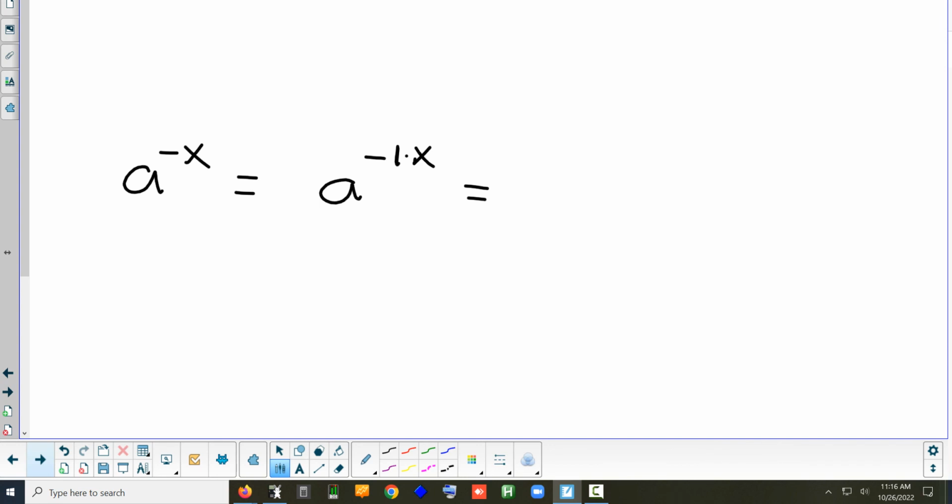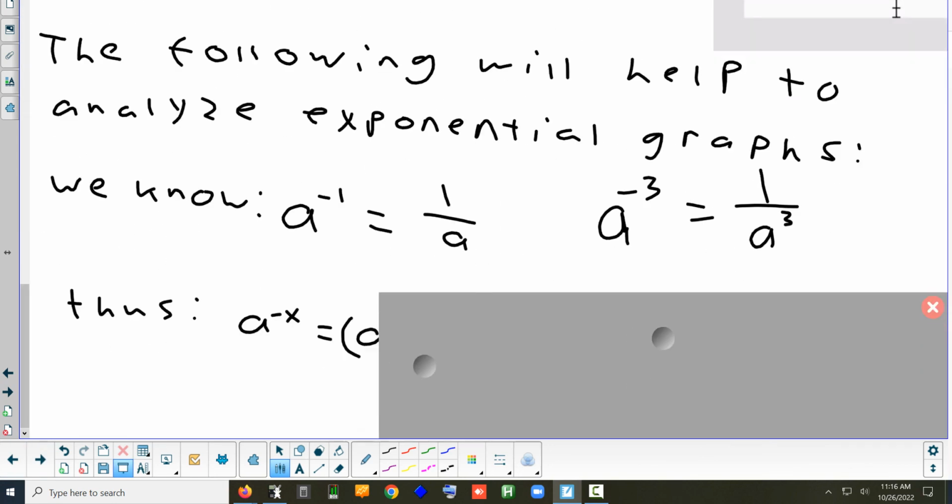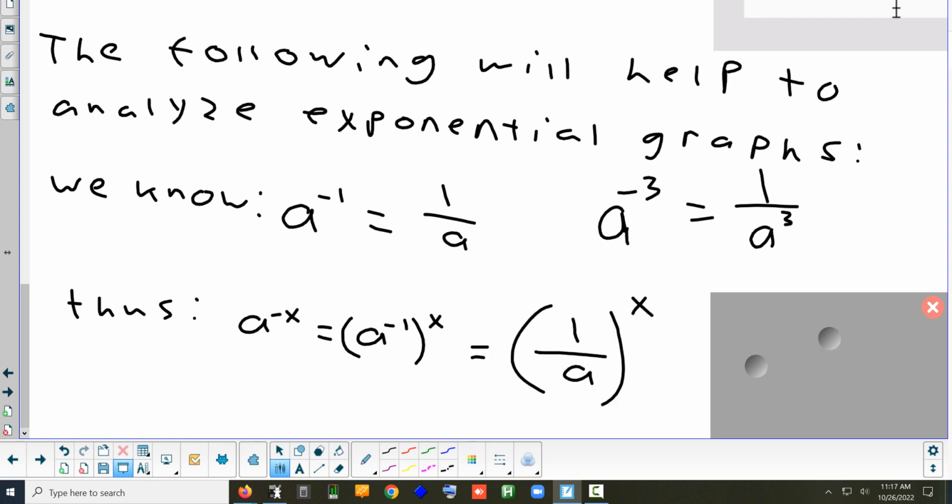So let's think about what this would have been like before that step. You would have multiplied two things together. You would have had a power to a power. You could have had something like a to the negative 1, to the x. That's a power to a power. And if you multiply them together, you get negative 1x, or negative x. Now, what's a to the negative 1? If we fix it so there's no negative exponent, a to the negative 1 is 1 over a.